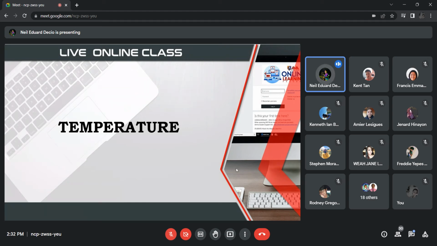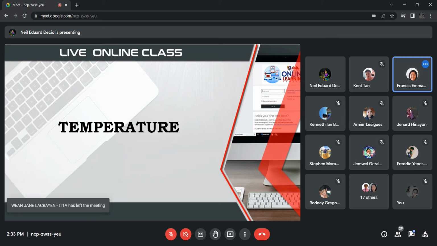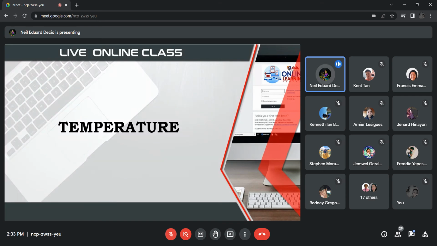So there are actually 3 known units for temperature, no? What are the 3 known units for temperature? Celsius, Fahrenheit, and Kelvin. Yeah, that's correct. So in this particular topic, we will be converting Celsius to Fahrenheit and vice versa, Celsius to Kelvin, vice versa, and then Fahrenheit to Kelvin, vice versa.